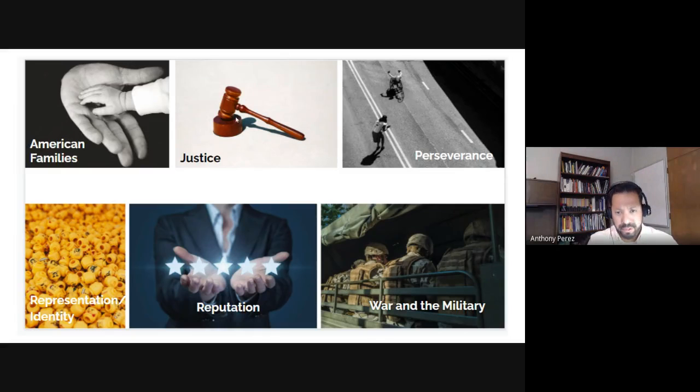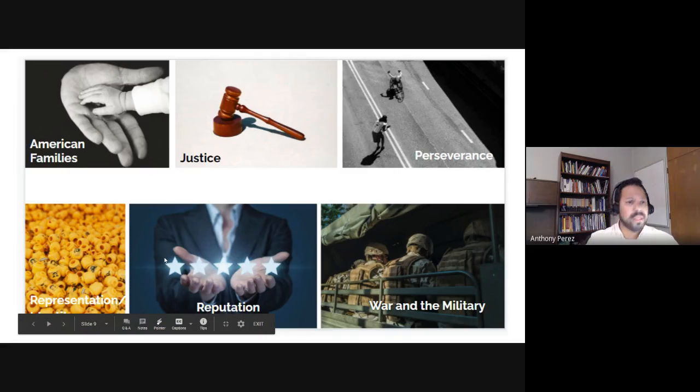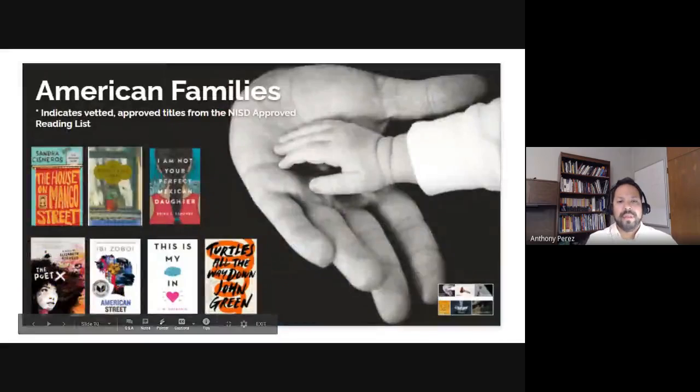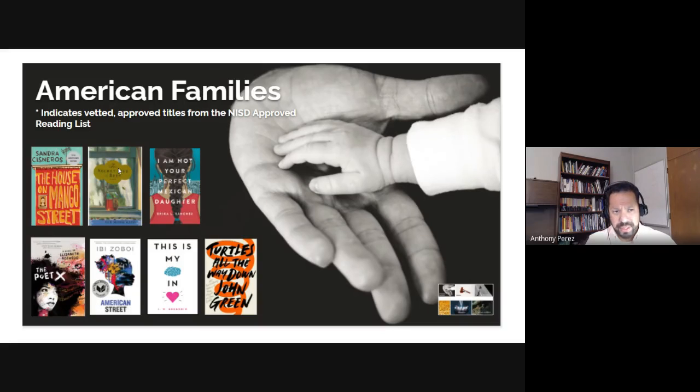All right. So these images are all hyperlinked. If you click on them, they will take you to the individual theme and then the books under that theme. As you see here, we did put some books that are already on the Northside approved list. Some of these books have a little bit more mature content than others. If you have a parent that's worried about all those things, you can always point them to the choices from the Northside approved list. That way you've got all your bases covered.